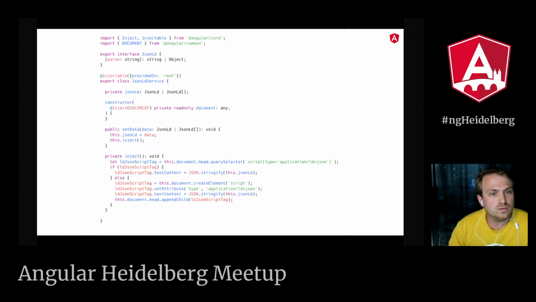And this code is heavily based, and it's practically the same as the code for setting the canonical URL in the head of the page. We just first check if it's already there, if there's already a script tag. If it's there, we replace the text content with the new data. And if it's not there yet, we create a new element and we add it to the head of the document.